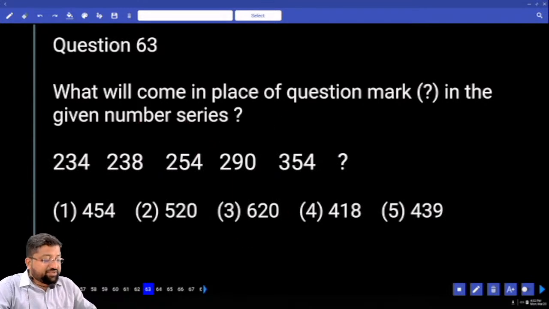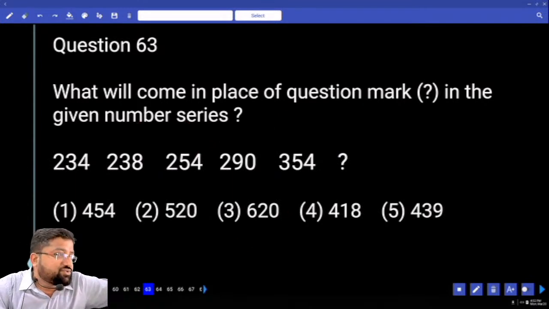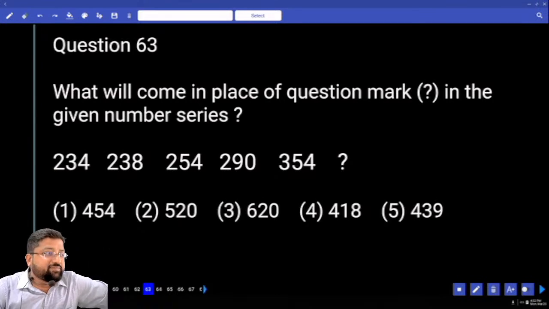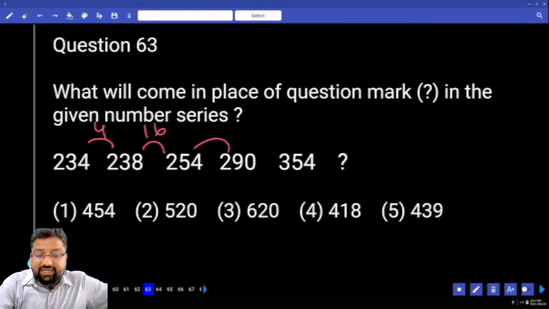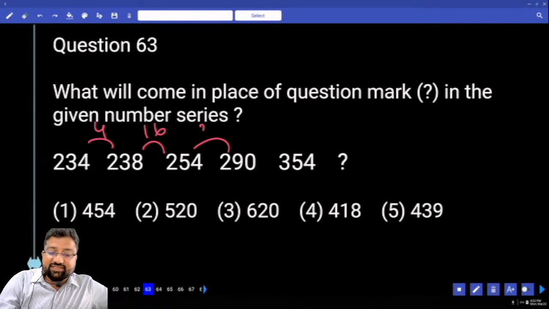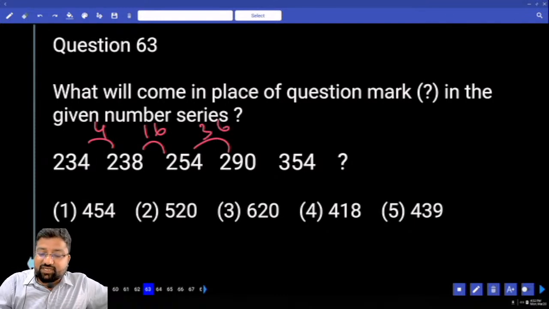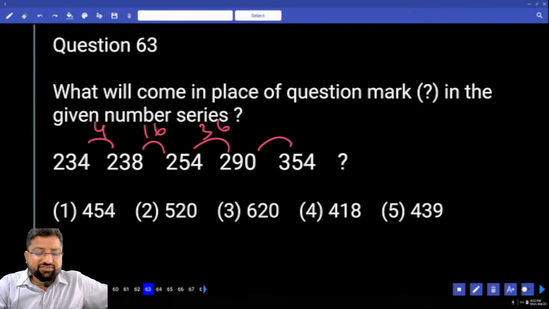Next, increasing or decreasing? Increasing. Do I see a huge increase or gradual increase? Gradual. All the numbers are 3-digit numbers. I'll go with the differences. How much is here? 4. How much is this? 38 and 54. 16. 54 and 90. I'll say this is 36. And this is how much? 49. 64.